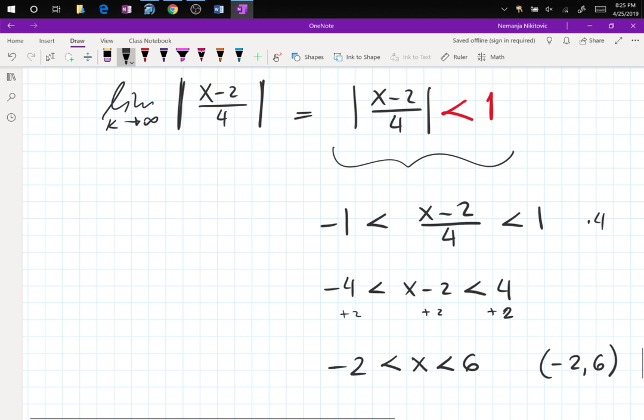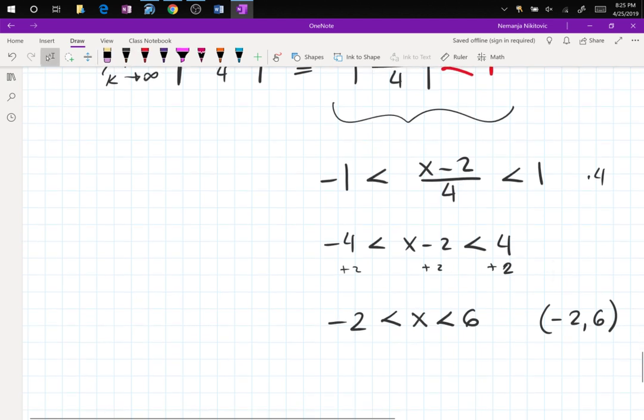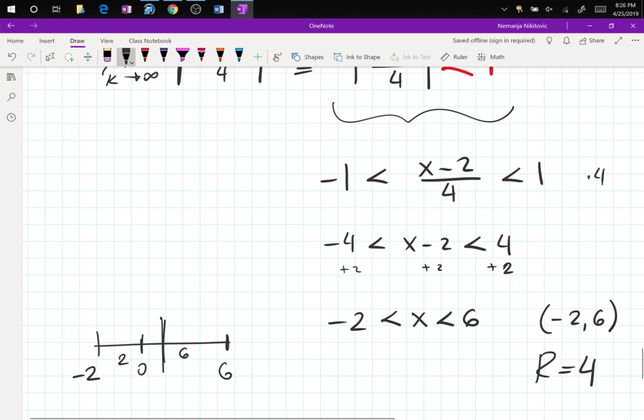What's my radius of convergence? 4. Because, guys, I have 2 units this way. I have 6 units this way. Together, that's 8 units, right? Because this is 2 units, this is 6 units, that's 8 units together. Cut that in half. So the radius is 4.